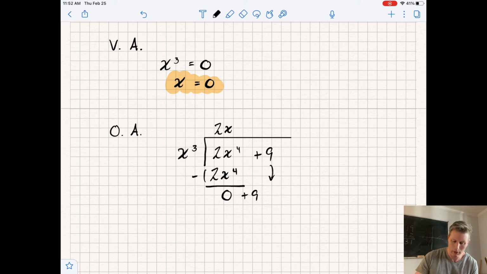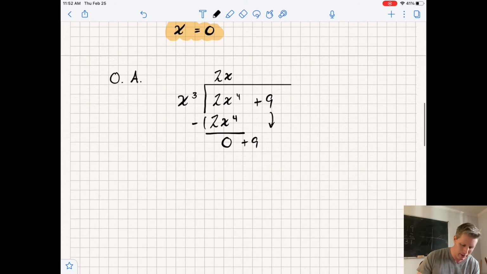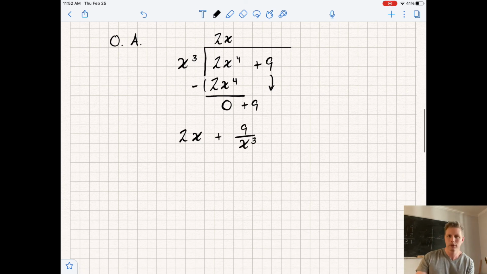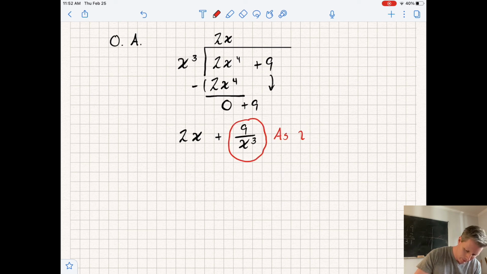x cubed doesn't go into 9, and so I have that 2x to the 4 plus 9 divided by x cubed is really just 2x with a remainder of 9 over x cubed. We're considering the oblique asymptote. The asymptote tells us what happens as x gets large. Well, as x gets very large, we can see that this part here, my remainder, as x goes to positive and negative infinity, this will go to 0.